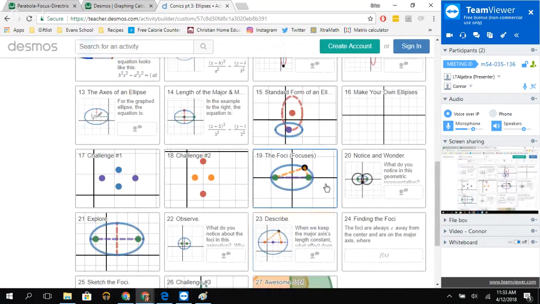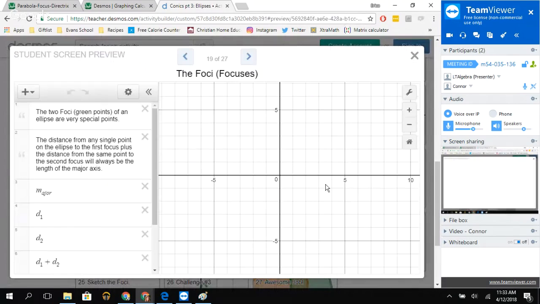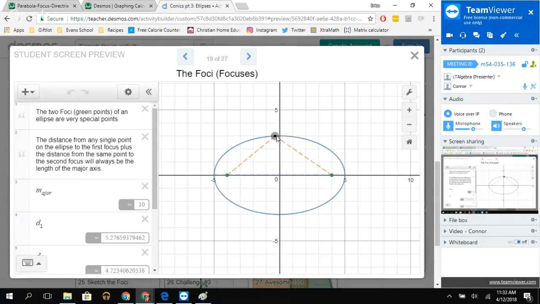Let's see if this is a good one. I might have to re-Google search. Yes, this is what I want.